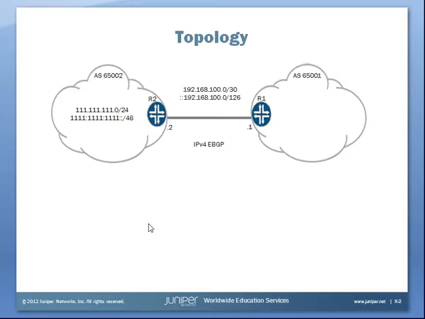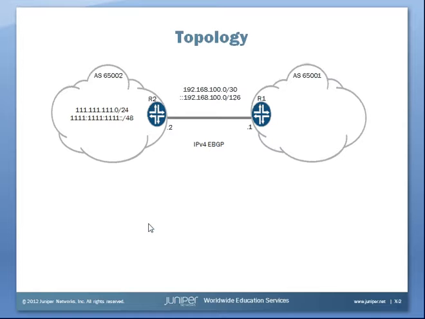This is the topology we'll be using for this Learning Byte. R1 and R2 are both configured for IPv4 and IPv6 on the interface. R1 is .1 for both IPv4 and IPv6, and R2 is .2 for both IPv4 and IPv6. There's just a single IPv4 eBGP peering between the two routers. R2 is advertising two prefixes, one IPv4 and one IPv6 prefix.